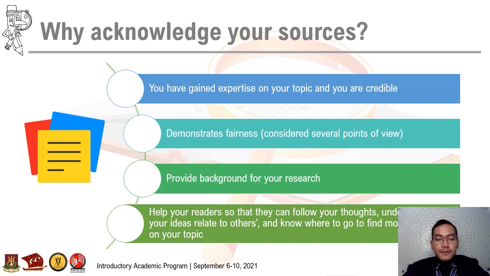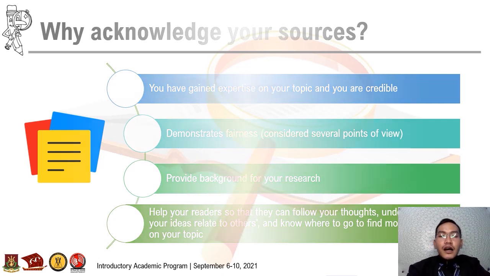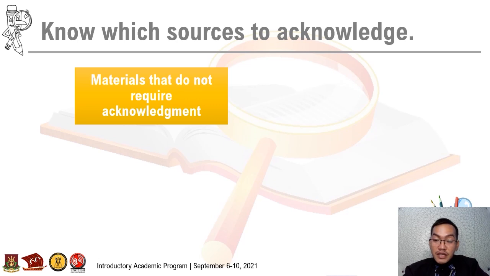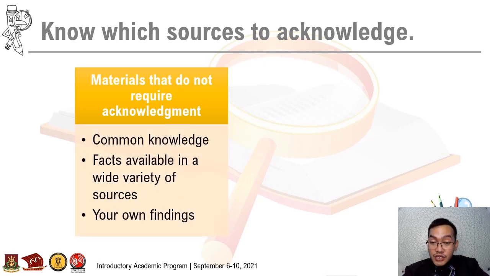In addition, you might be asking, should I really cite all my sources, all the ideas that I got? Actually, not all materials require acknowledgement. For example, common knowledge. The sky is blue. That's common knowledge, a universally accepted fact. So you don't need to cite an author. Next, facts available in a wide variety of sources.